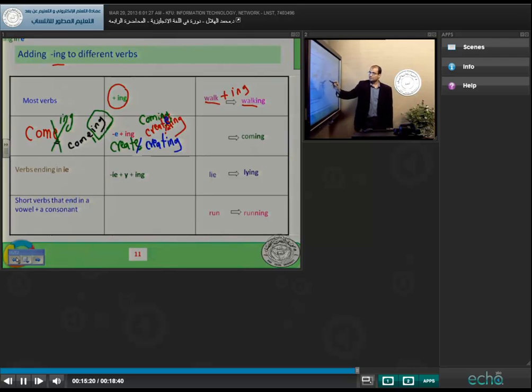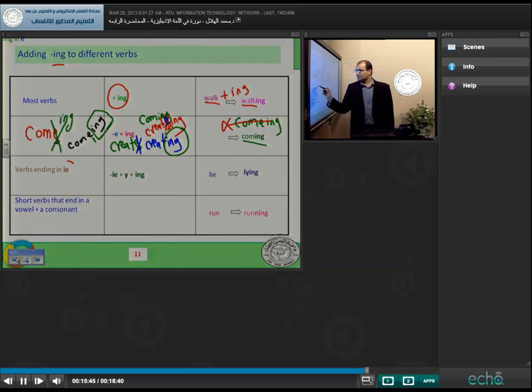So when the verb ends with an E and you want to add an ing form, you need to delete this E before you add your ing form. So the verb would be something like coming rather than the form with the E kept, which would not be acceptable at all.